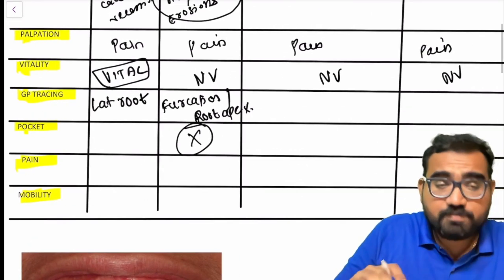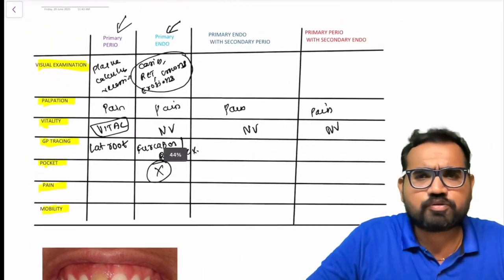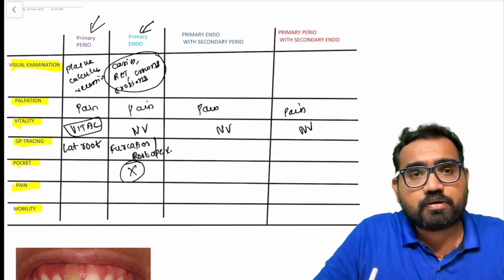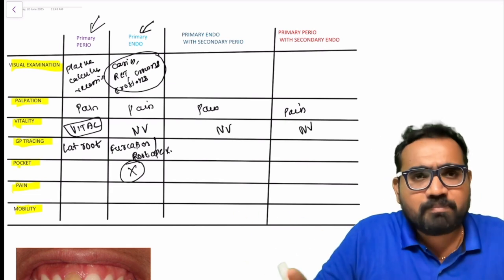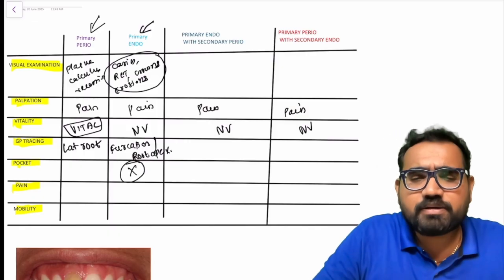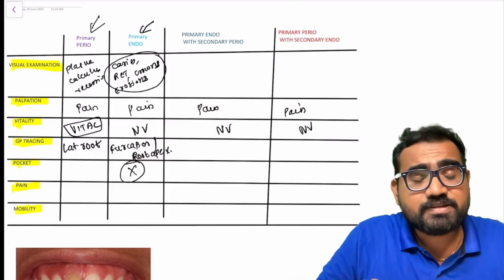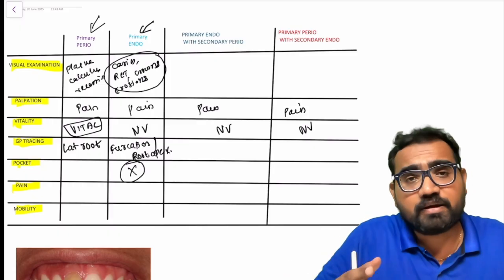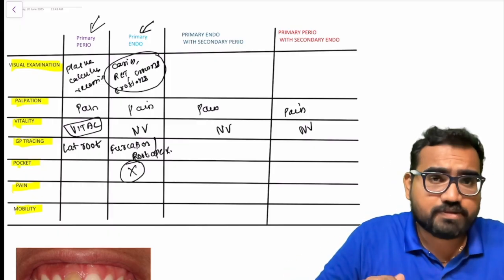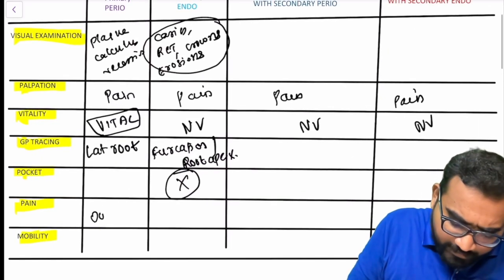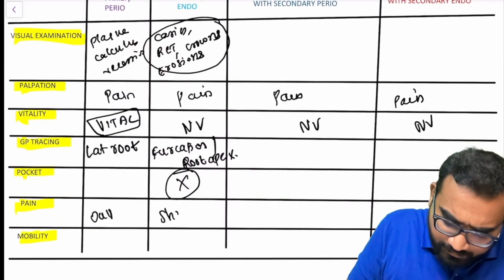The next parameter is pain. We all know endodontic pain will be a sharp shooting pain, and the patient sometimes wakes from sleep. But perio pain will be a dull gnawing pain. The patient might not experience such severe pain as compared to irreversible pulpitis. So in perio there will be dull gnawing pain, whereas in endo it will be sharp shooting pain.